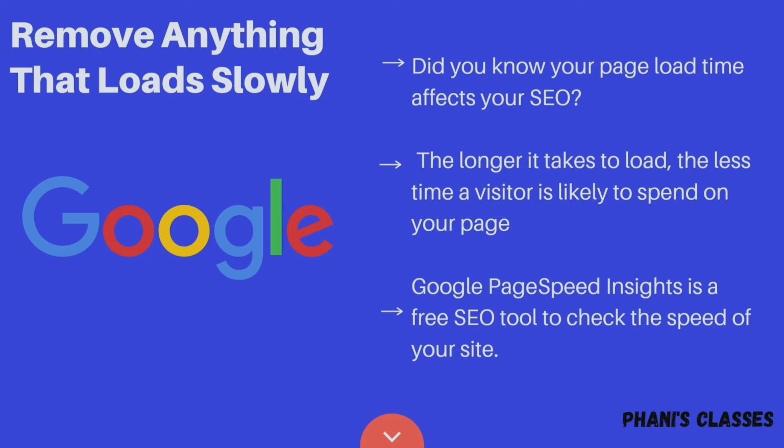Google PageSpeed Insights is a free SEO tool to check the speed of your site. Add your URL and you will get a range between 0 and 100, with 100 being the fastest. You can even look at the speed of your mobile site compared to your desktop site.